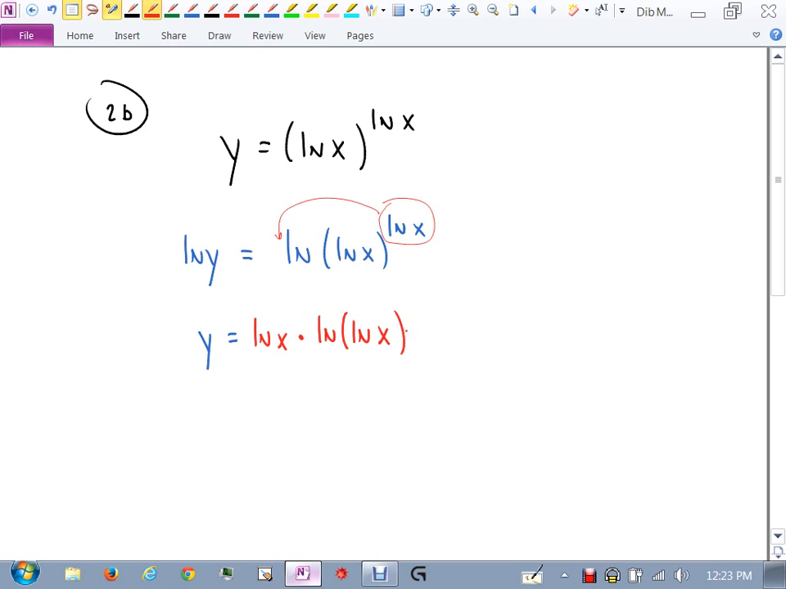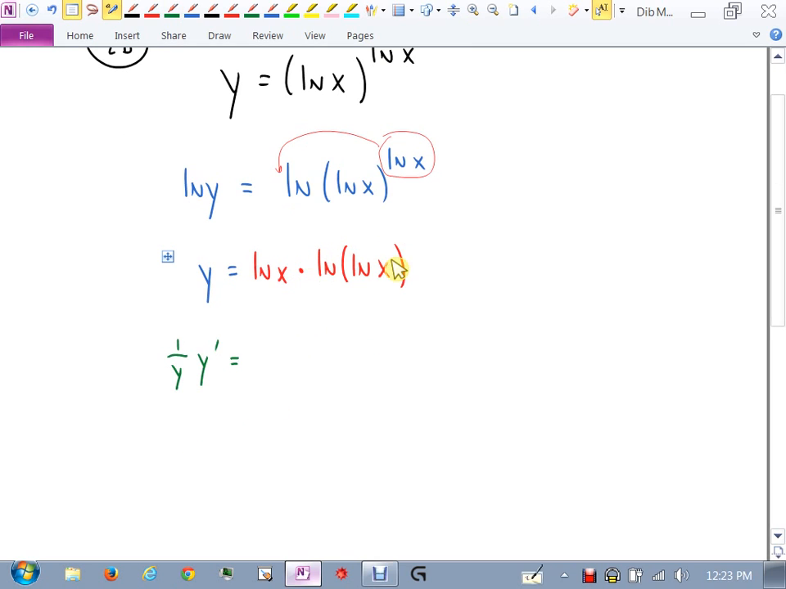So be careful what's multiplication and what's composition. This was a natural log x. I'm pulling it out, there it is, times whatever this is. And now I'm going to do my derivative. Left side, 1 over y prime. And then on the right side, take it easy. Product rule here. So the derivative of natural log of x is 1 over x times log of log of x.